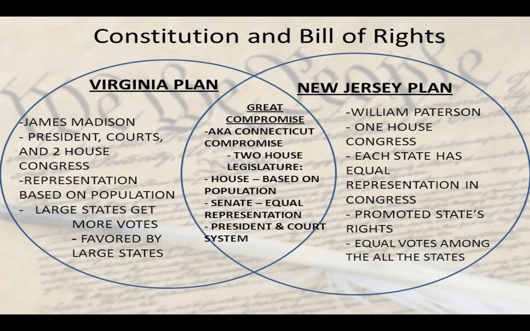This is a Venn diagram which shows those two ideas and the compromise that came about because of them. If you wanted to pause here and take a closer look at it, I would recommend skimming through this if you want to have a good sense of these plans and where they ended up.